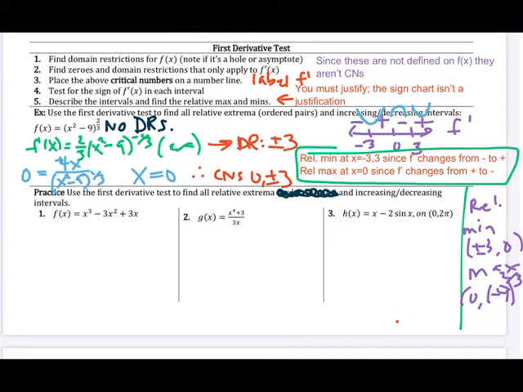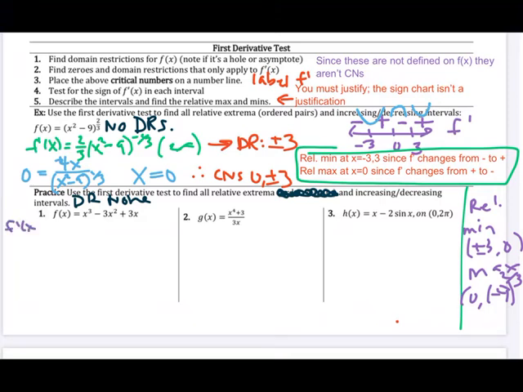Let's follow that same process for 1, 2, and 3. So if you want to pause this video and try that, and then unpause it and see how you did, that's a great idea. So number 1 is a polynomial. That means there are really no domain restrictions at the beginning of this problem. So the next thing I'm going to do is find the derivative.